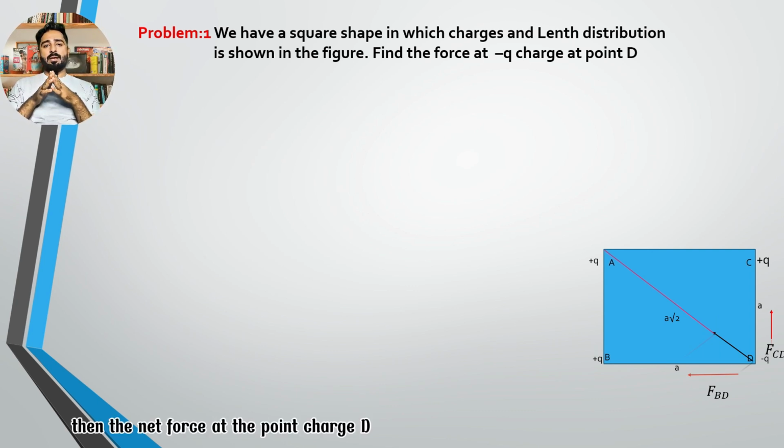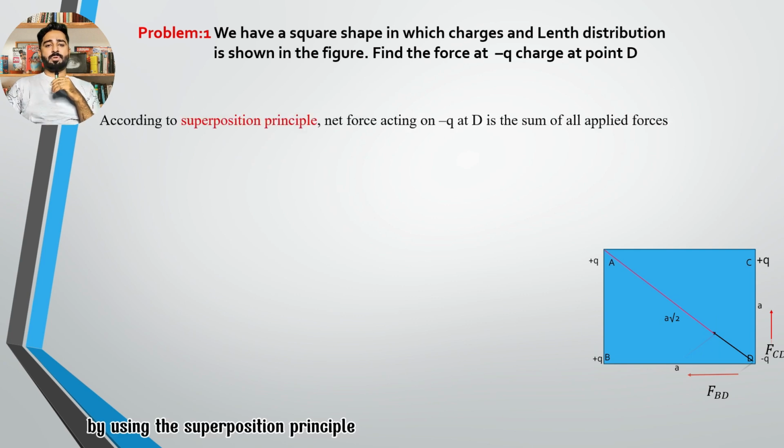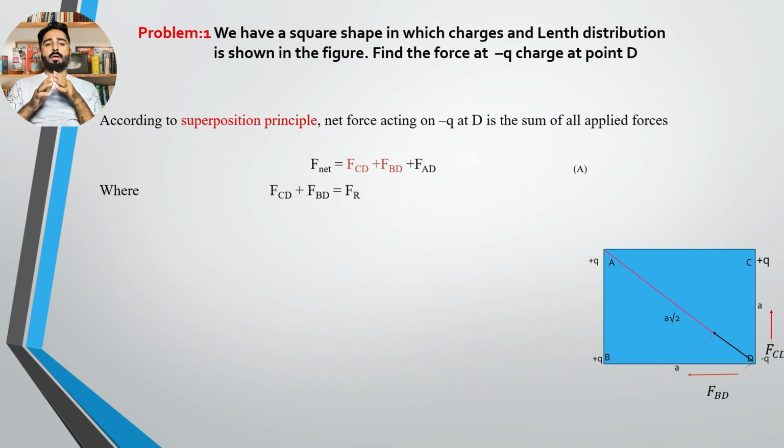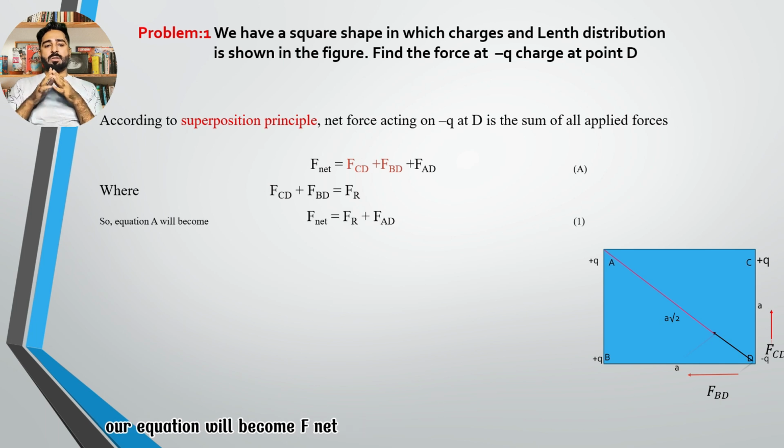Then the net force at the point charge D will be actually the sum of all these forces by using the superposition principle. F net is equal to FCD plus FBD plus FAD, where FCD and FBD are perpendicular forces. Then they will give some resultant. So FCD plus FBD is equal to FR. After putting this value in equation 1, our equation will become F net is equal to Fr plus FAD. Equation 1 is showing that to calculate the net force, we need to calculate the resultant force Fr and diagonal force FAD.